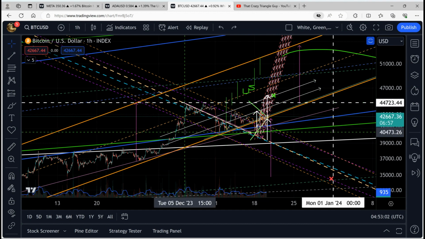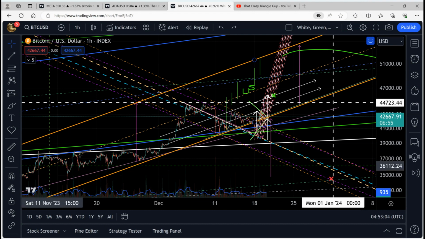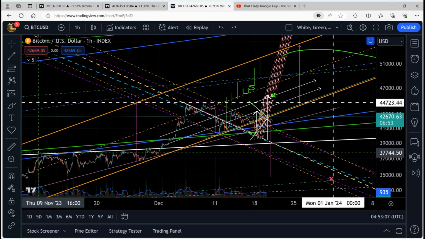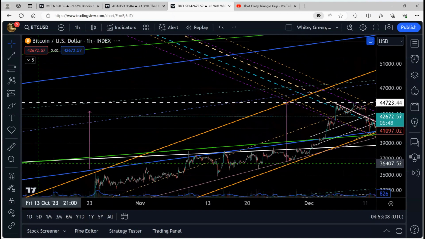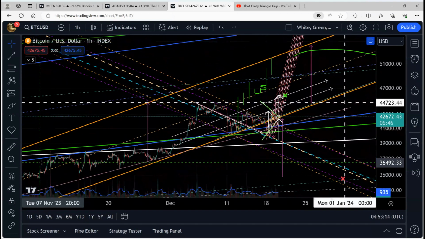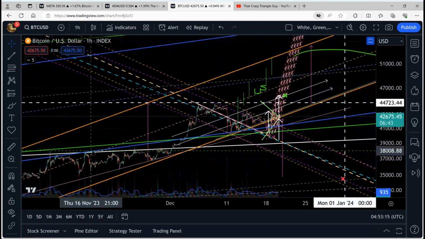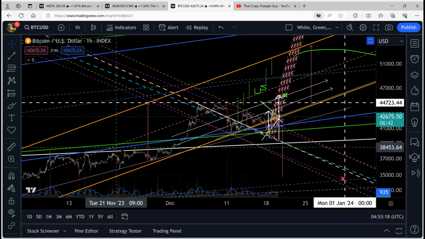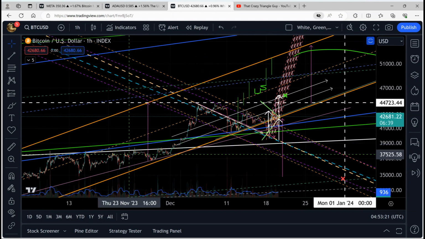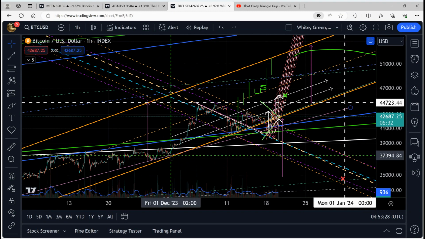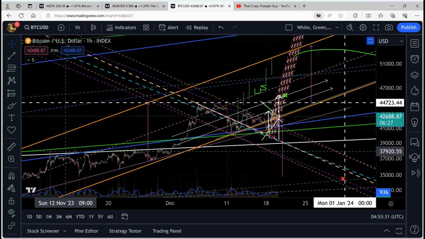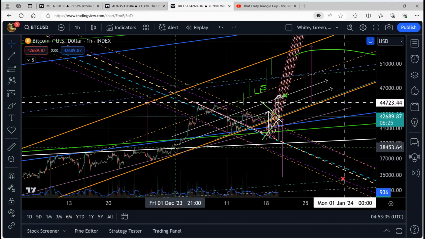Now, what this path has done, look back here since November 9th, we've been at the top of our green parallel channel as well as the top of our white parallel channel. These lines here have acted as resistance for us. We took a long time. We took almost an entire month, 3 weeks or so, to break through those.